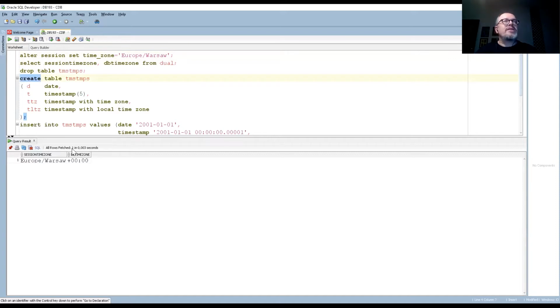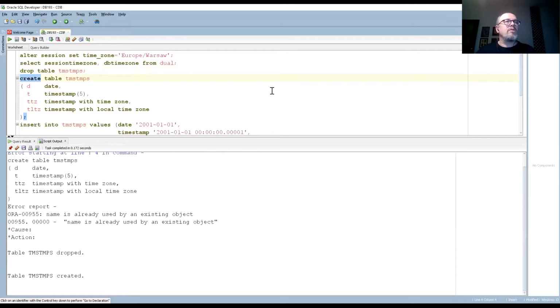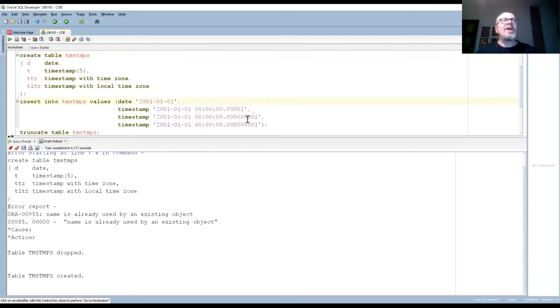Okay, let's create this table. Sorry, I have to drop it first. Okay, created. Now, let's insert one row with some values into it so that we can look at how Oracle stores this time zone information, datetime information, in the columns that we have just created.